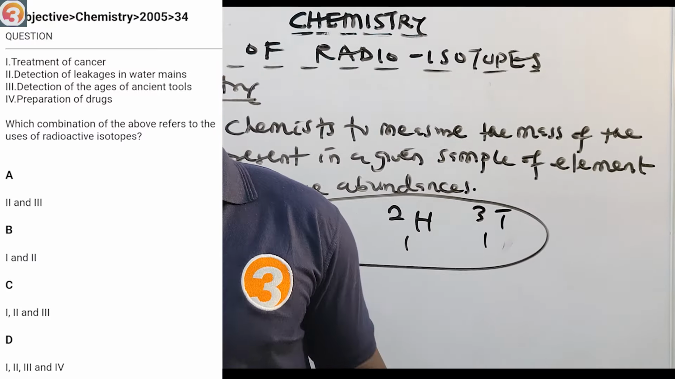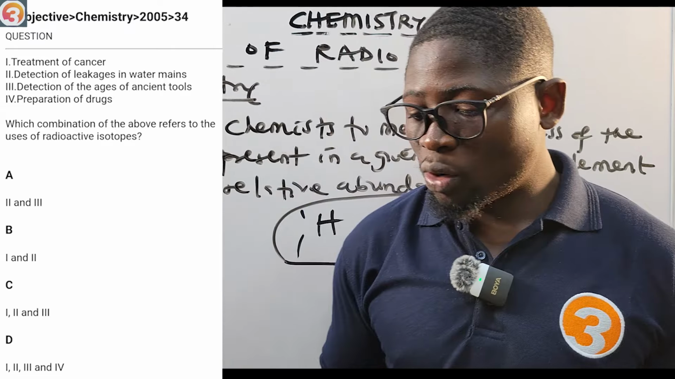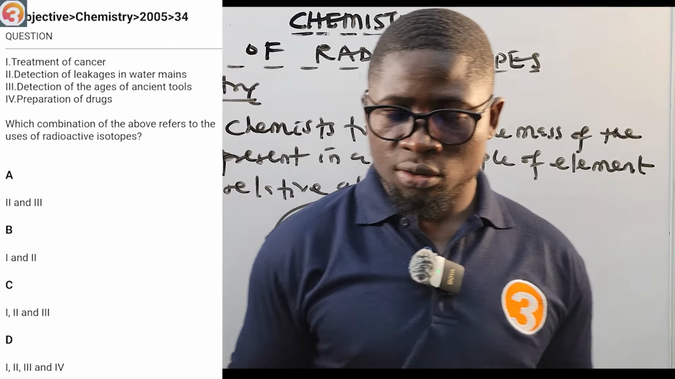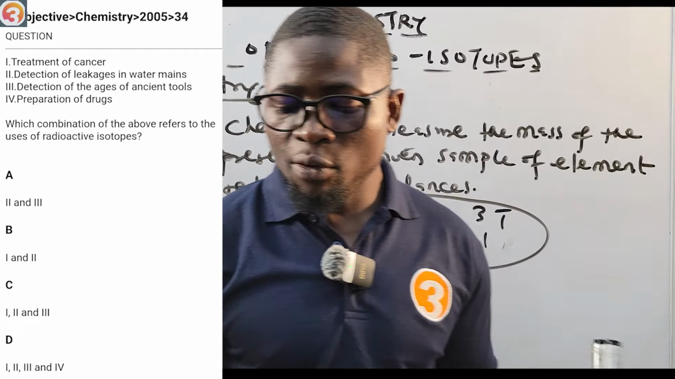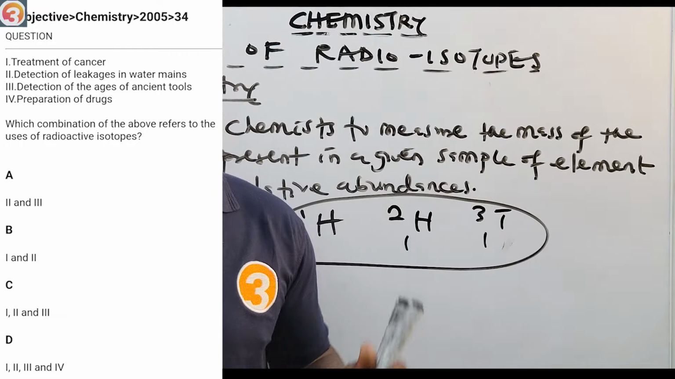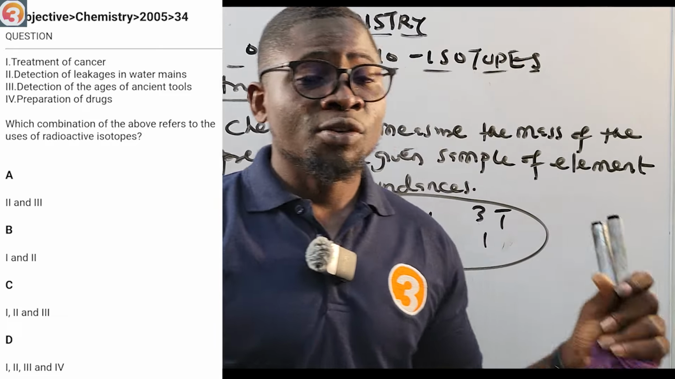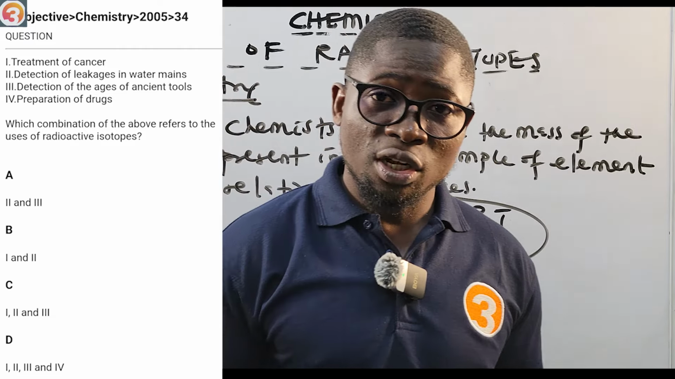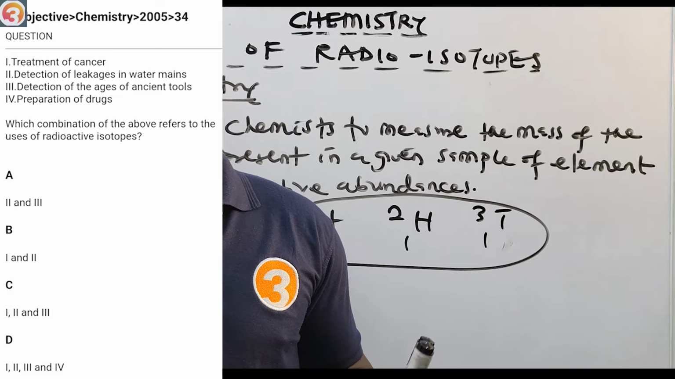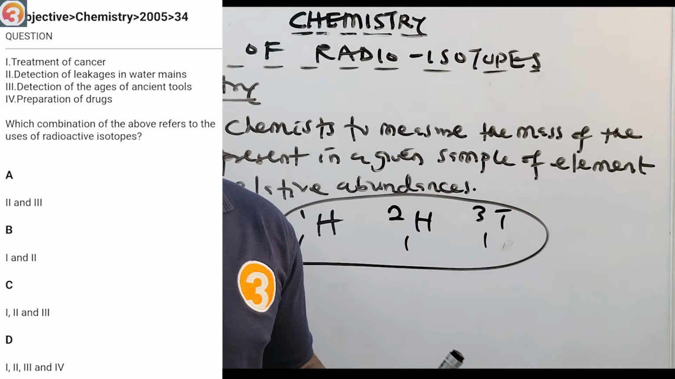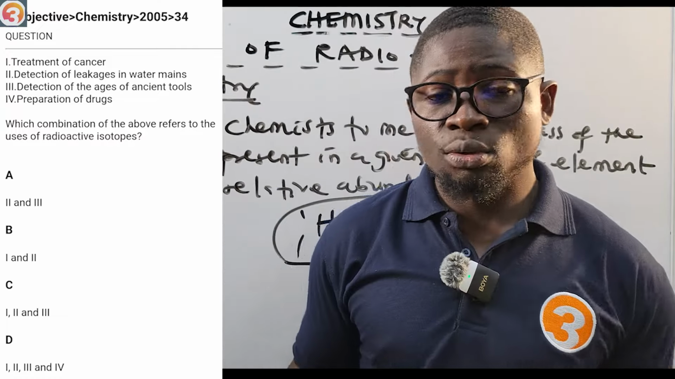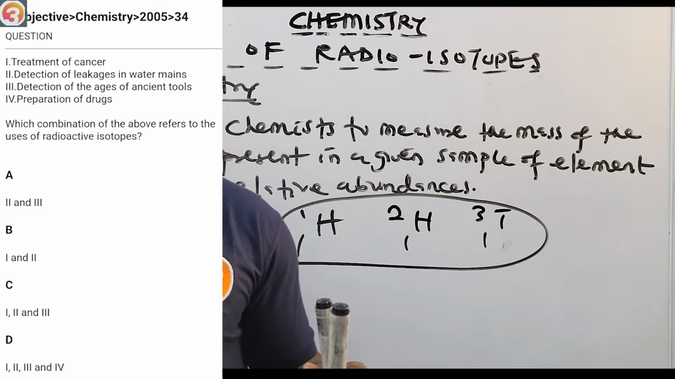They say: one, treatment of cancer; two, detection of leakages in water mains; three, detection of the ages of ancient tools; four, preparation of drugs. Which combination of the above refers to the uses of radioisotopes? Radioisotopes find application in the treatment of cancer. Two, detection of leakages in water mains, we talked about cobalt-60. Then detection of the ages of ancient tools, carbon dating. Then preparation of drugs, it is also very useful in the preparation of some radiopharmaceuticals. So the correct answer will be option D, 1, 2, 3, and 4. They are all uses of radioisotopes.